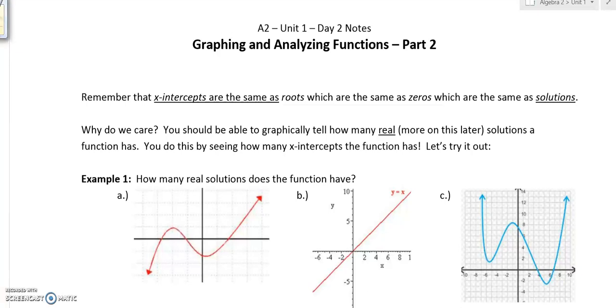Hello, we're on Unit 1, Day 2 notes. Again, we're going to talk about graphing and analyzing functions. This is kind of a second day of what we did yesterday.